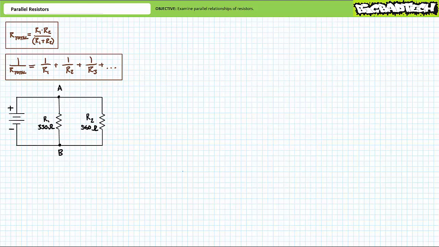Since this configuration has two resistors, let's try an application of the two resistor formula. R1 times R2 is 184,800. R1 plus R2 is 890. 184,800 over 890 yields a total resistance of roughly 207.6 ohms.